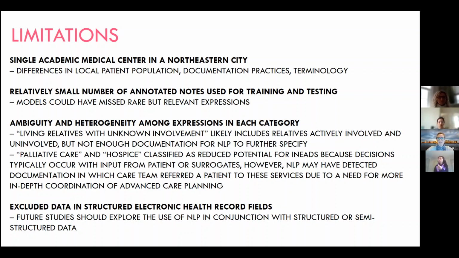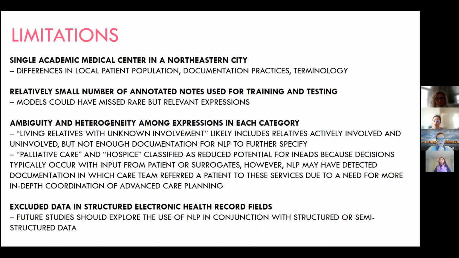We also had a relatively small number of annotated notes used for the training and testing set. So it's possible that the model could have missed some rare but potentially relevant expressions. There is some ambiguity and heterogeneity for the expressions in each category, and I would not be surprised if, while I was presenting those categories, you were thinking, I'm not sure if I agree with that analysis. We had a lot of back and forth about what should or should not be a category, and what should or should not be included as a term, and whether the category means that someone is at higher or lower likelihood of being in needs. So I'll just give you a few examples of where the ambiguity might lie.